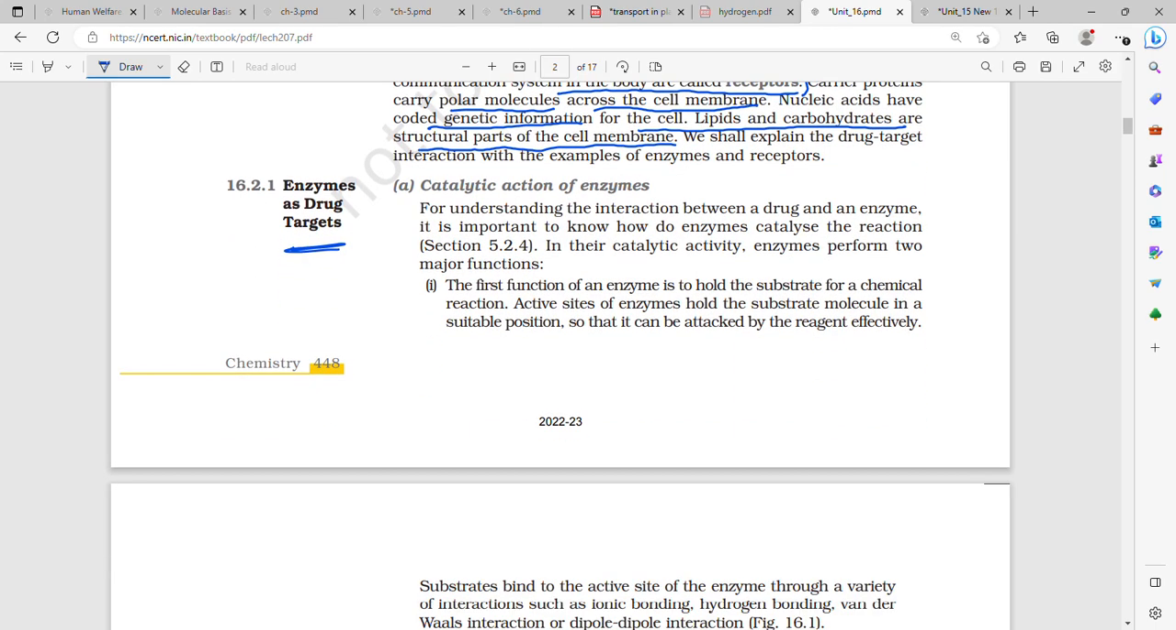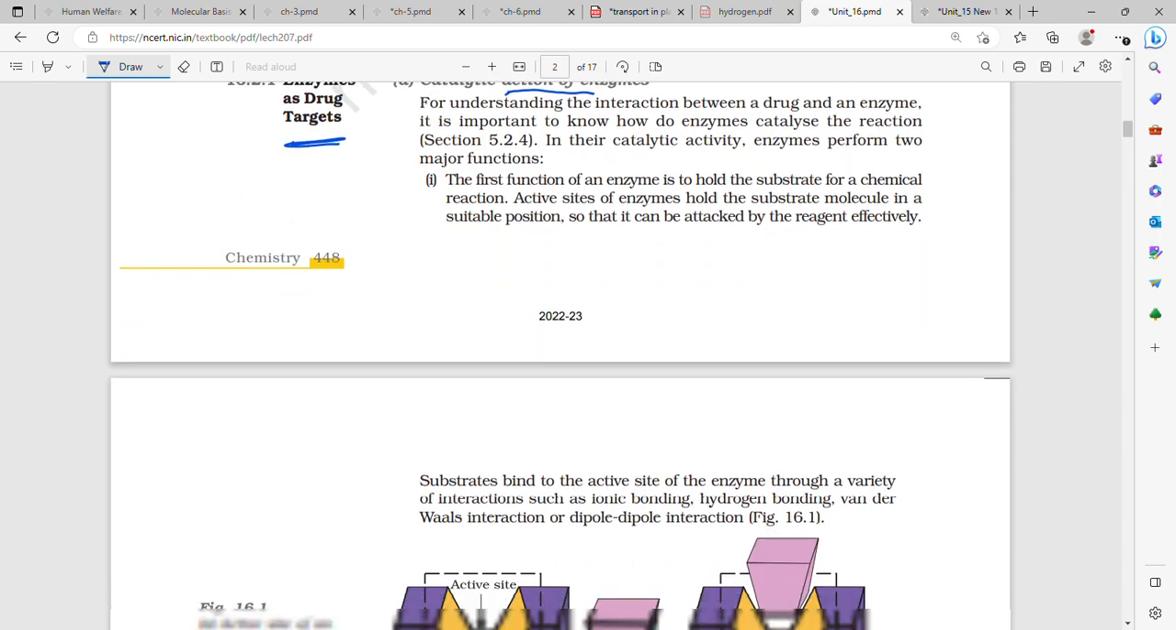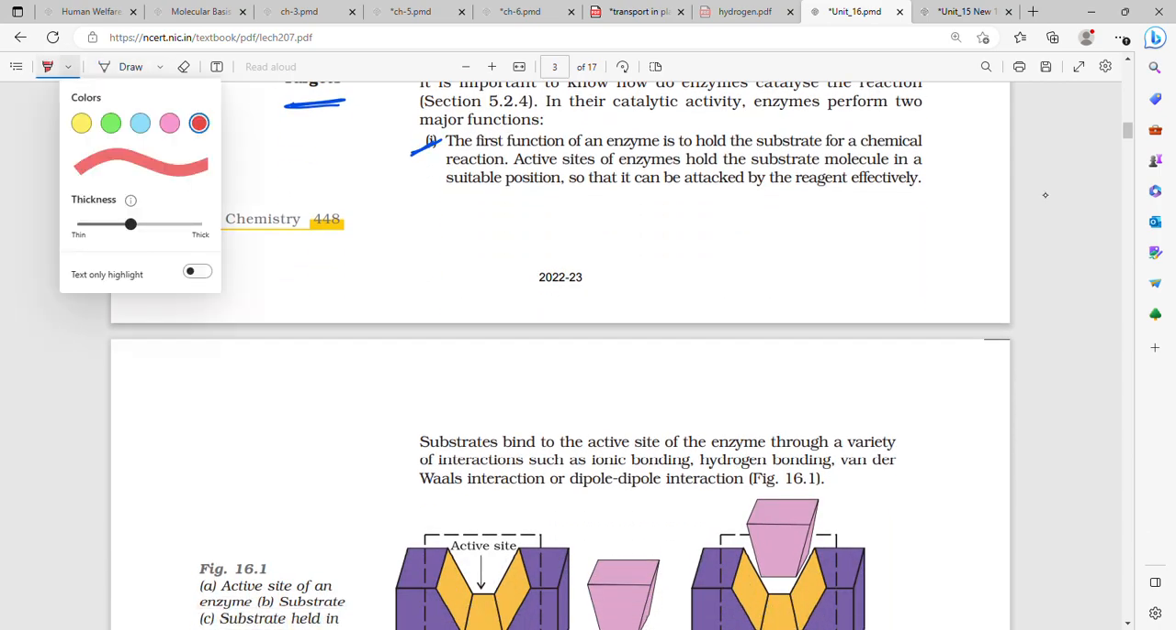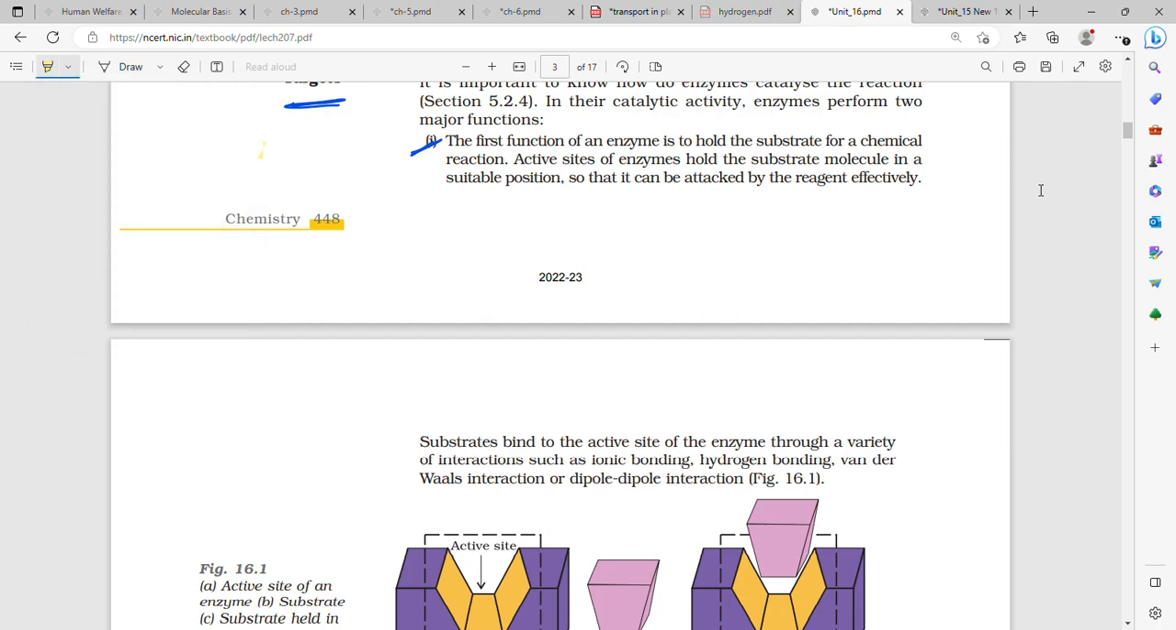Now, enzymes as drug targets, catalytic action of enzymes. For understanding interaction between a drug and an enzyme, it is important to know how enzymes catalyze the reaction. In the catalytic activity, enzymes perform two major functions. What is the first function? The first function of an enzyme is to hold the substrate for a chemical reaction.